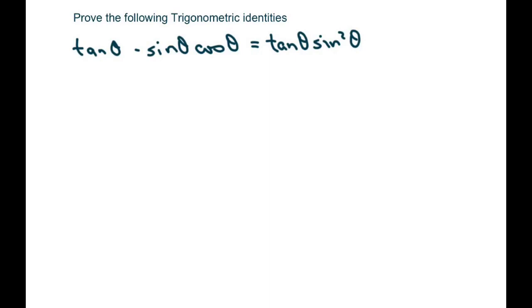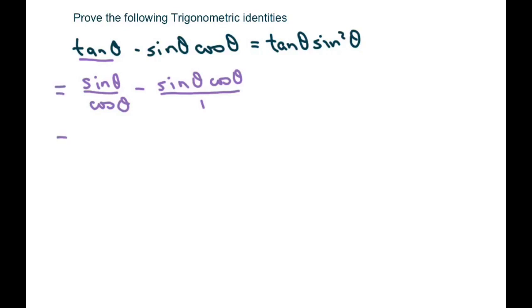We're going to prove the following trigonometric identities, basically by getting the common denominator and using Pythagorean identities. So I'm going to work on the right side and change tan and write it in terms of sine and cosine. Alright, and then I'm going to do the common denominator, which is cosine.